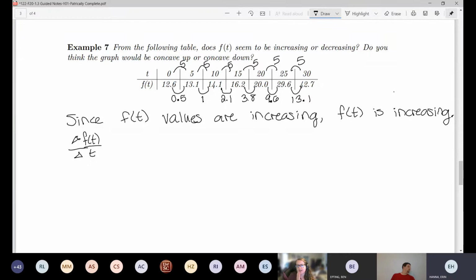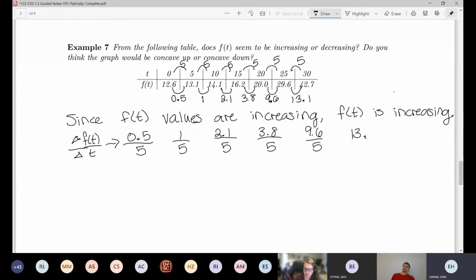So those are our change in y's. Now, there's a little bit of a shortcut we could take here, but let me just do the full explanation anyway. So if I start writing out all of our slopes, we'd have 0.5 over 5, we'd have 1 over 5, we'd have 2.1 over 5, so on and so forth, 3.8 over 5, 9.6 over 5, 13.1 over 5.